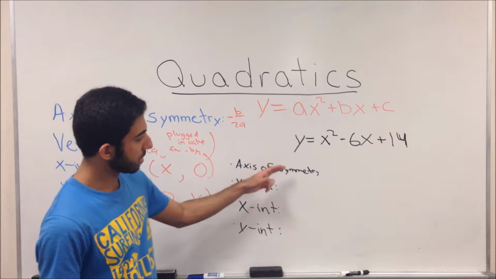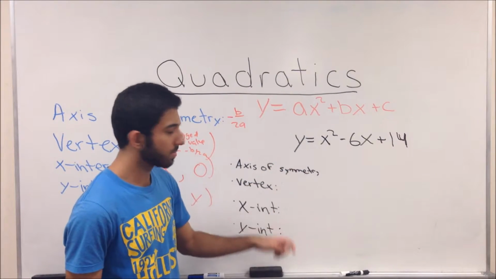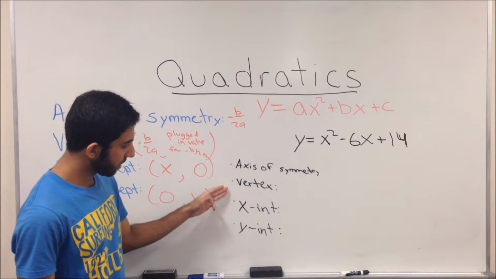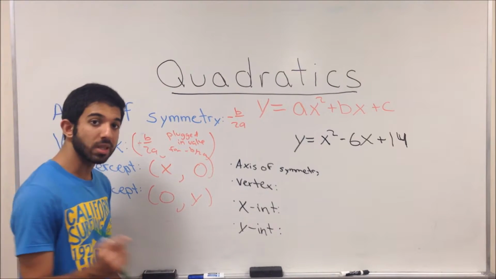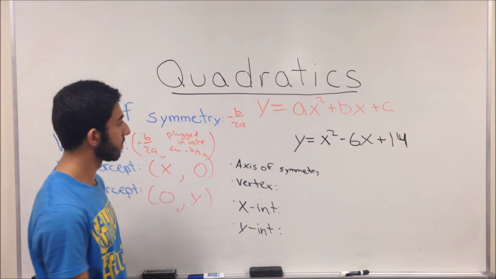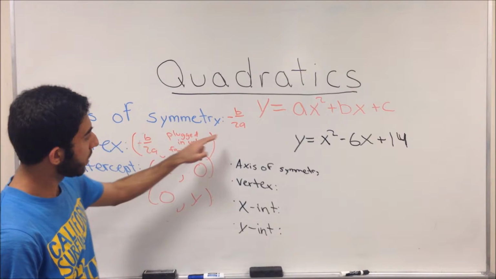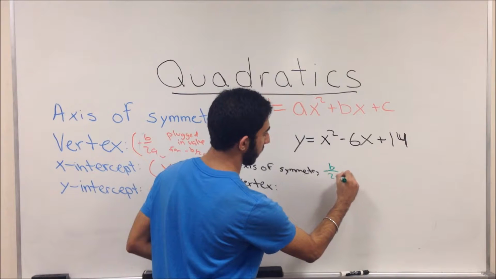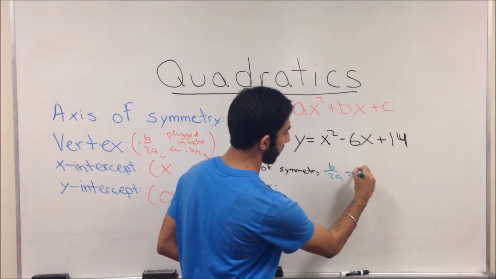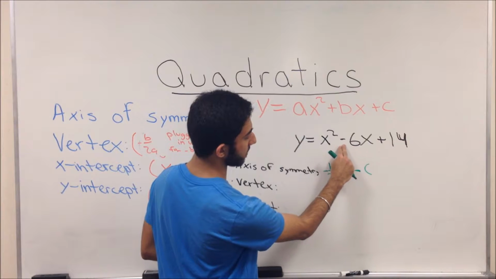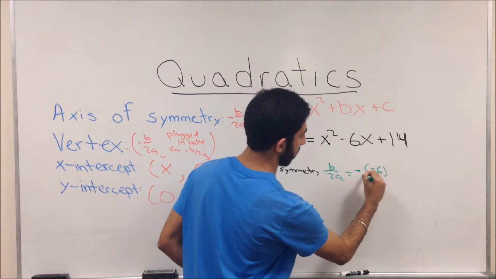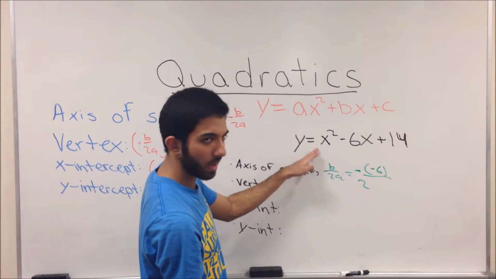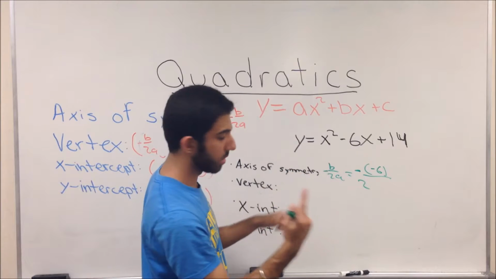Here you're given an equation, y equals x squared minus 6x plus 14. As I said before, we will find the axis of symmetry, vertex, x-intercept, and y-intercept without using a calculator and without graphing this. The axis of symmetry is found by doing negative b over 2a. So you put negative here, and your b value is negative 6. Negative negative 6, over 2 times the a value. There is no other coefficient in front of x squared. Hence, you should automatically know that it's 1.